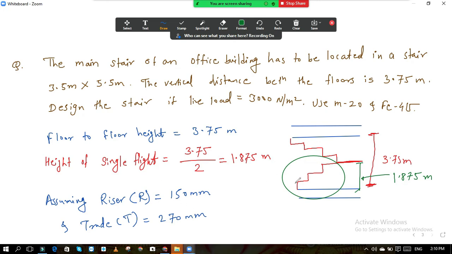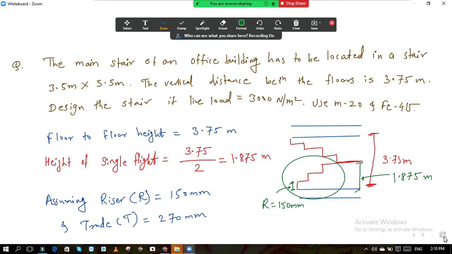Now what is the riser? We have assumed the riser width, and for this riser we have taken 150. So this is 150, this is also 150, this is also 150. In this way, you can count the number of steps.